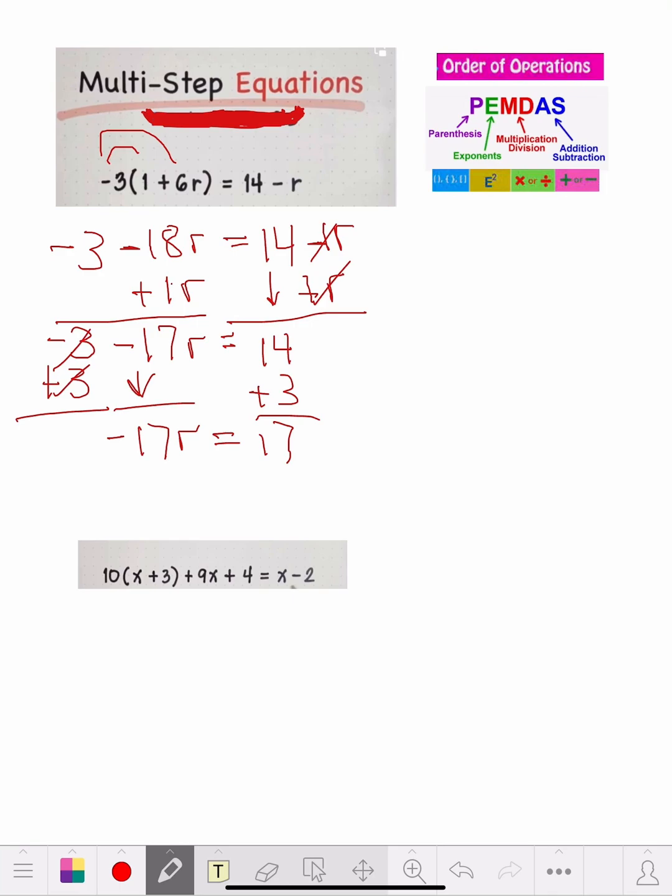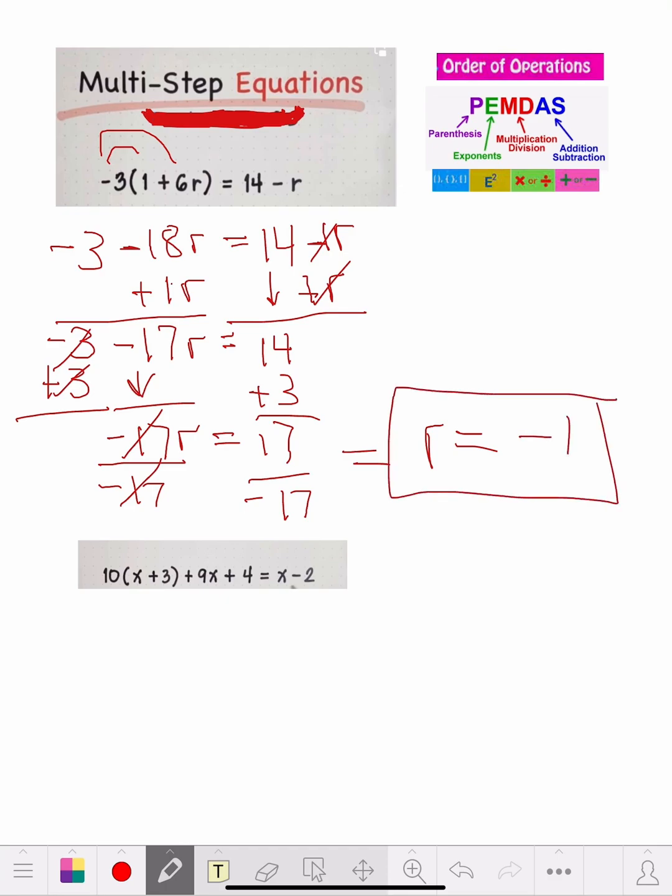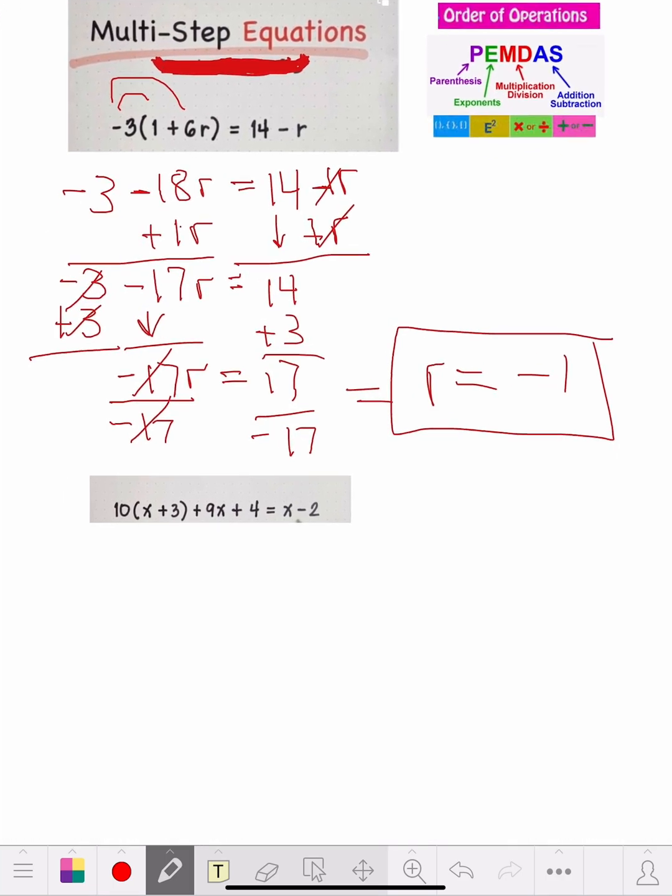What I do now, I still got to get the r by itself. Divide both sides by -17. That gets rid of this, okay? These cross each other, and we got a -17 over there. We're going to find r = -1. And that's it. That wasn't too hard. You just have to go step by step by step and work left to right, and you can solve this, okay? Let's move on to the next one.